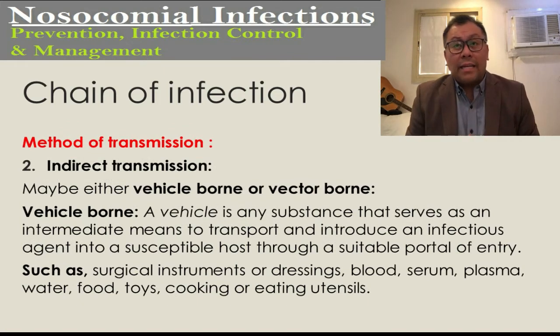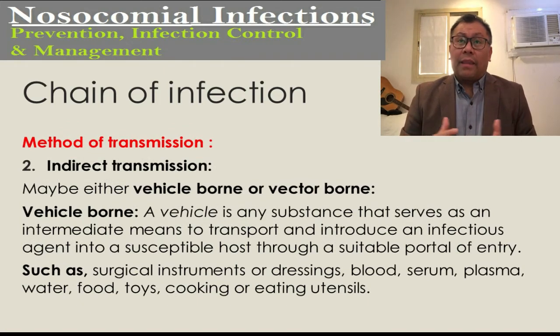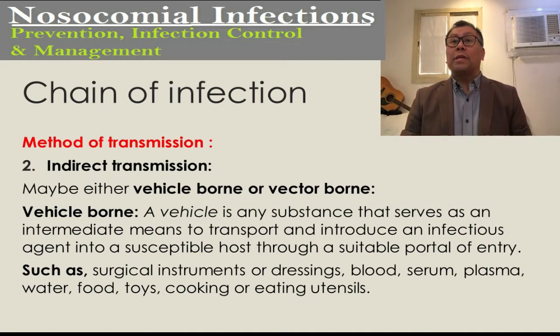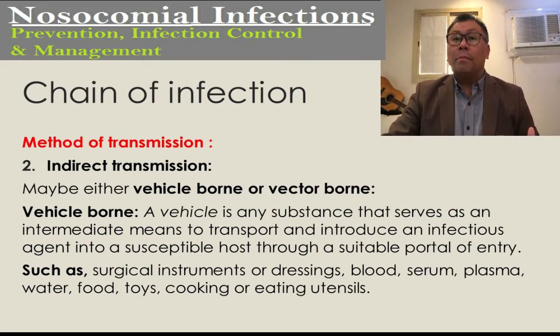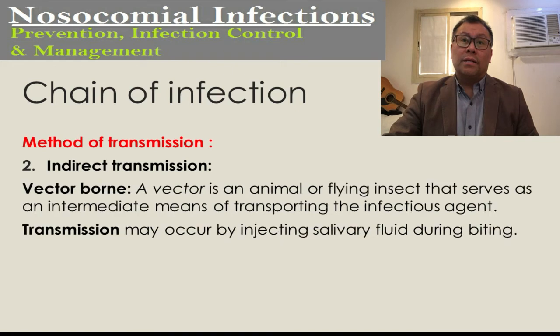So we have what we call indirect transmission. It may be either vehicle-borne or vector-borne. What is vehicle-borne? This is any substance that serves as an intermediate means to transport and introduce an infectious agent into a susceptible host through a suitable portal of entry. Examples for this one are surgical instruments or dressings, blood, serum, plasma, water, the food you eat, toys played with by kids, and cooking or eating utensils. So these serve as examples of vehicle-borne.